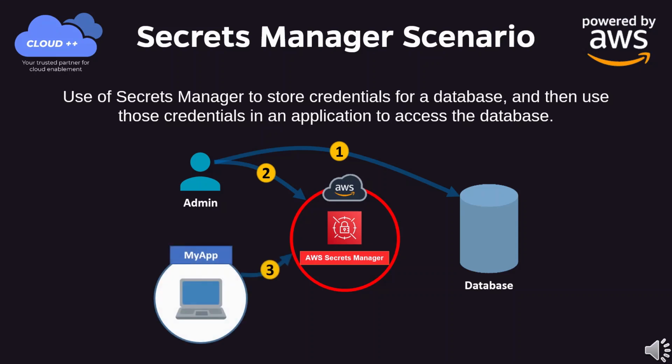Step 3. When MyApp accesses the database, the application queries Secrets Manager for the secret named MyApp creds. Step 4. Secrets Manager retrieves the secret, decrypts the protected secret text, and returns the secret to the client app over a secured channel.